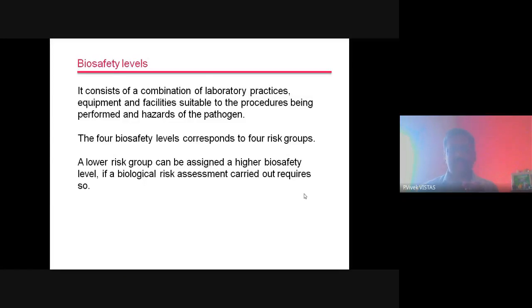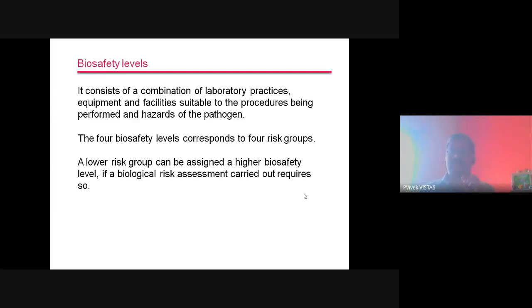So in this class, we are going to discuss biosafety levels. It consists of a combination of laboratory practices, equipment and facilities suitable to the procedures being performed and the hazards of the pathogen. So in the biosafety level, there are different categories.